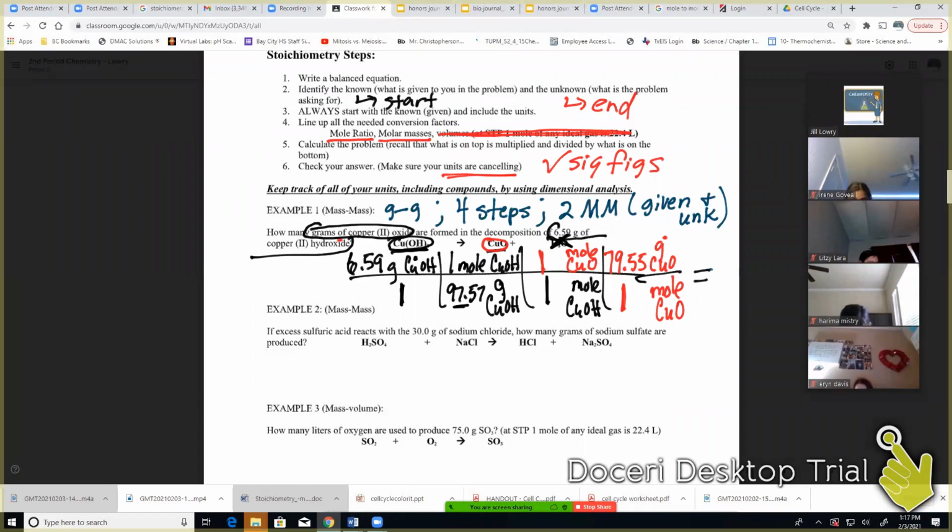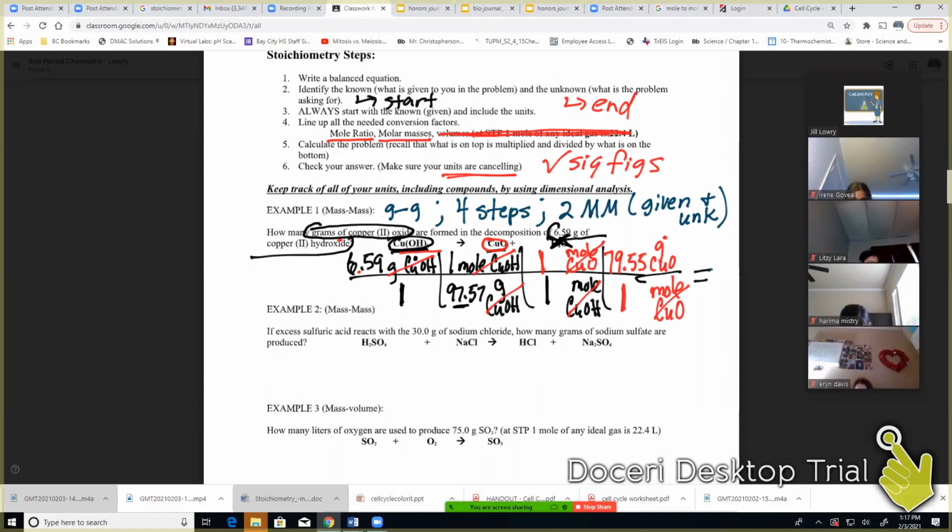All right, so now my next thing I'm going to check and make sure that I got all my units canceled. So they should cancel diagonally. Moles of copper hydroxide, moles of copper hydroxide, moles of copper oxide. They did. So now I just need to do my calculator work. Remember, we multiply across. So that's going to be 6.59 times 79.55. I want y'all to try to put that in your calculator, because I would be really frustrated if I did all this work and then my simple mistake was that I didn't know how to put it in the calculator.